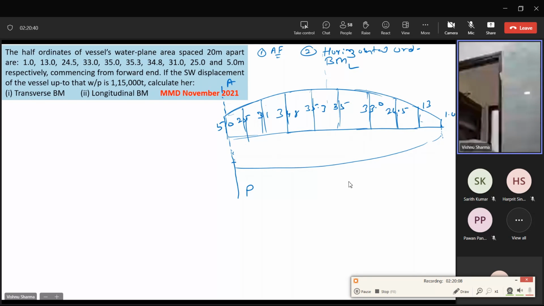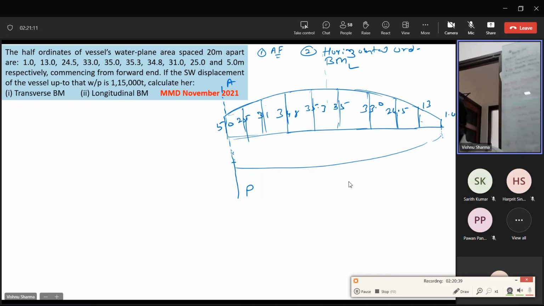Choice is yours, absolutely your choice. But for BMT, where it's a case of vertical ordinates, you will have to work with half ordinates. Am I now clear? Absolutely clear, beta. Understood? Okay, yes, sir. So now, for horizontal ordinates, we know what is the structure of our table.